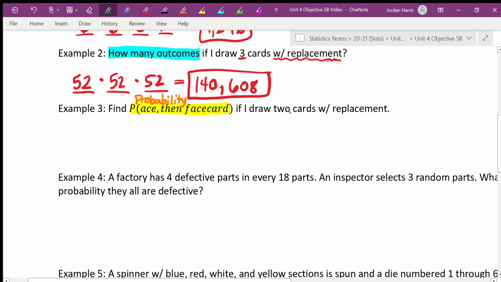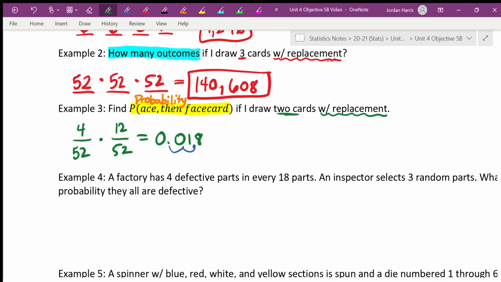If I draw 2 cards, so I'm going to have 2 fractions, with replacement, so that means putting it back, I want an ace and then a face card. So 4 out of 52 for the ace, 12 out of 52 for the face card. It doesn't change because it's with replacement. Pay attention to that. So I multiply them. I use a calculator. 4 divided by 52 times 12 divided by 52, and I get 0.018.